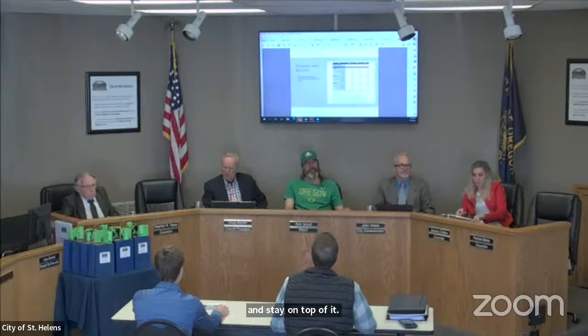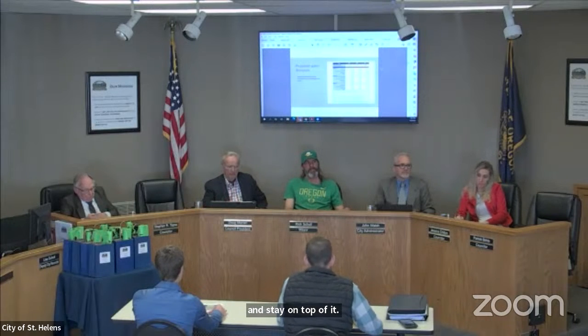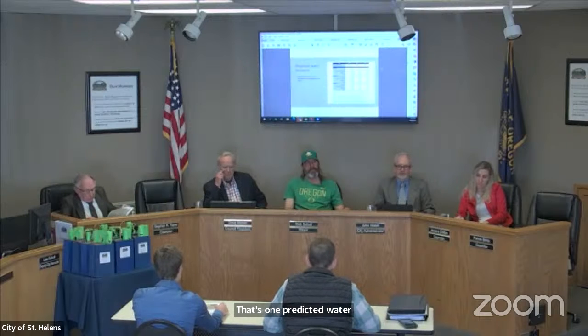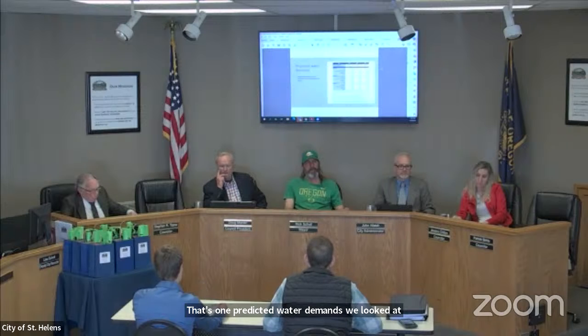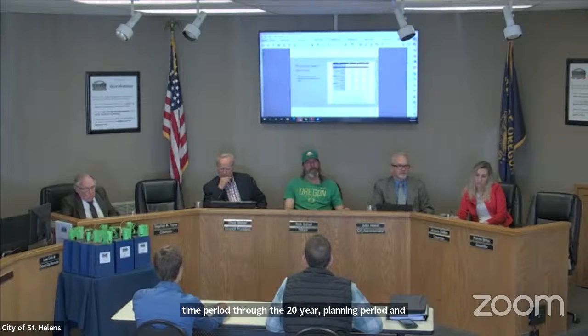Next one, projected water demands. We looked at projecting those residential, commercial, industrial, and wholesale from 2021, which is our start of the plan period through the 20-year planning period. And those values get plugged into the hydraulic computer model, and that's the system.